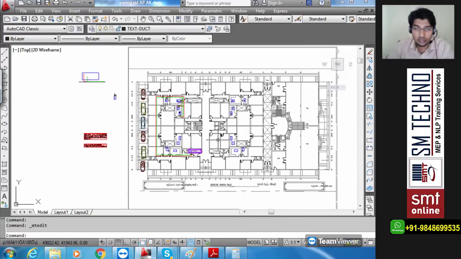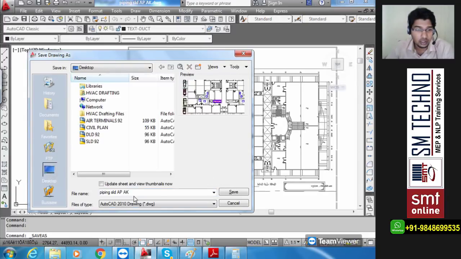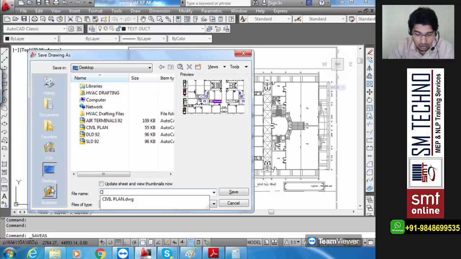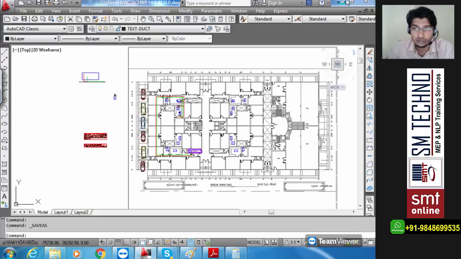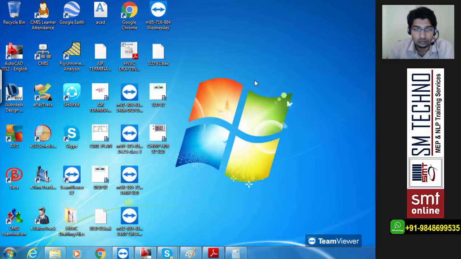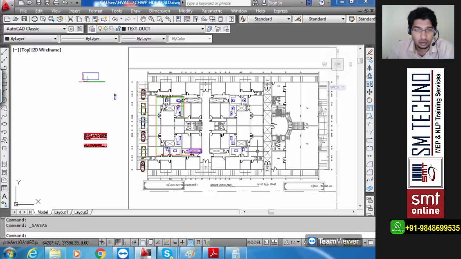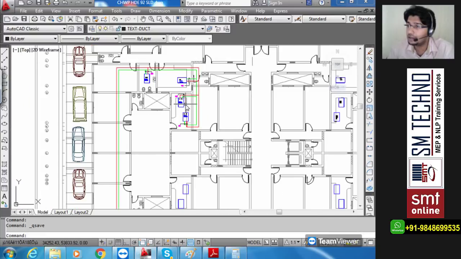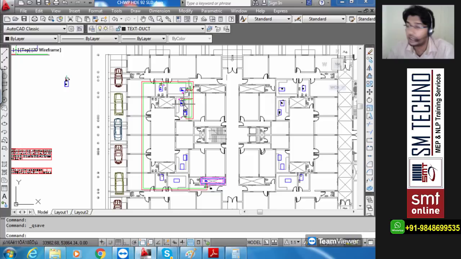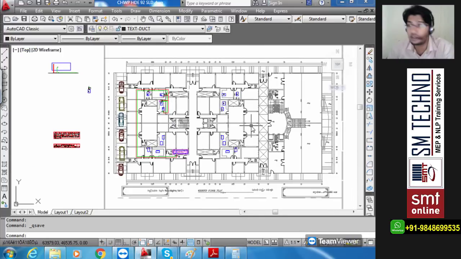So this way I'm going to now save this particular file on desktop. This is chill water piping HDE 92 SLD. That is saved totally. The concept is clear to everyone. The level understanding is clear. The calculation is, so you have to keep keen interest and you have to do that very well.